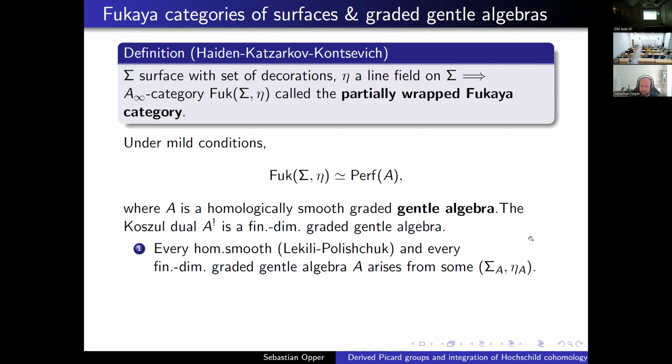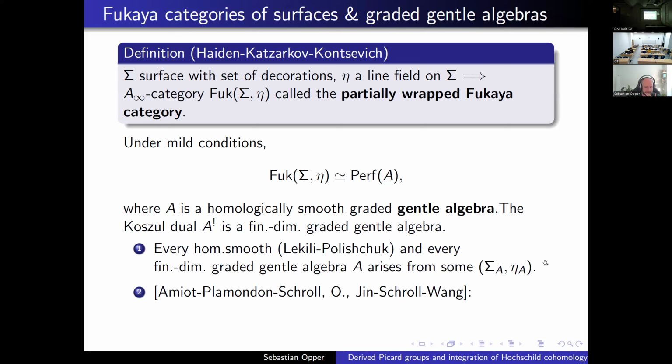And you can sort of go back. So from a surface, you can go to a gentle algebra, but you can also go back. So if you start with a homologically smooth or finite dimensional graded gentle algebra, you can cook up a surface and a line field, and that is the inverse of that correspondence.